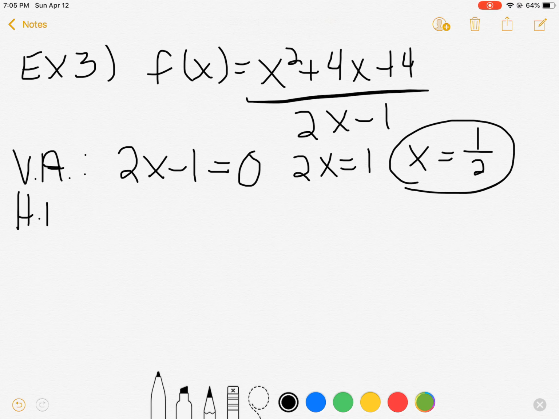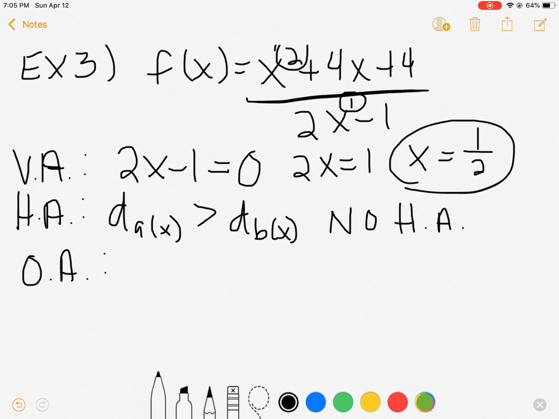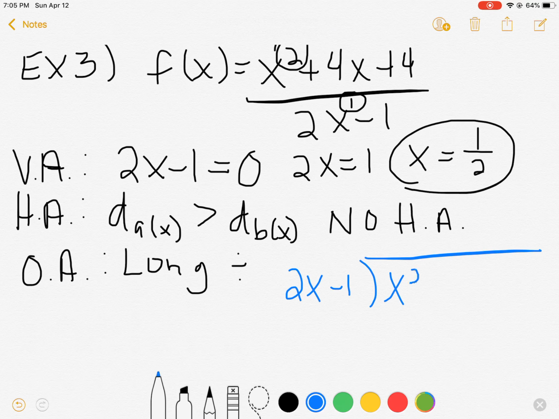Then when I go to find my horizontal, the degree of the numerator is greater than the degree of the denominator by 1, because I have an exponent of 2 here and an understood exponent of 1 here. When that happens, we have no horizontal, but we have what's called an oblique asymptote or a slant asymptote. To find that, we do long division. We've done long division before. We take 2x minus 1 and divide it into x squared plus 4x plus 4.